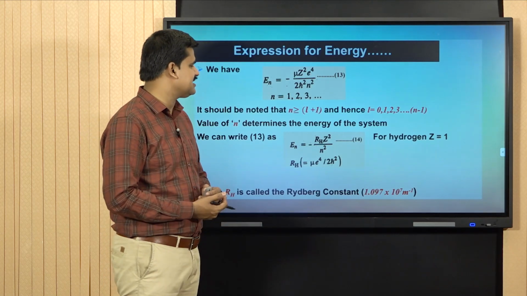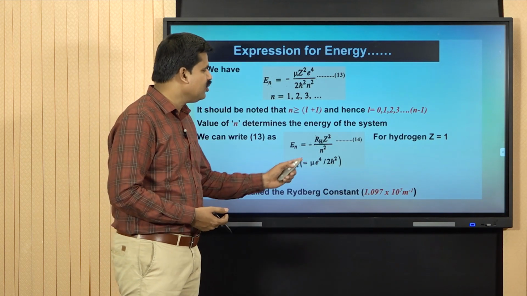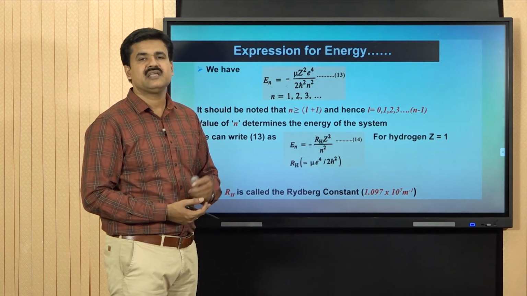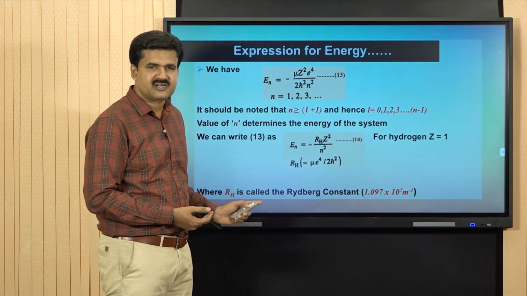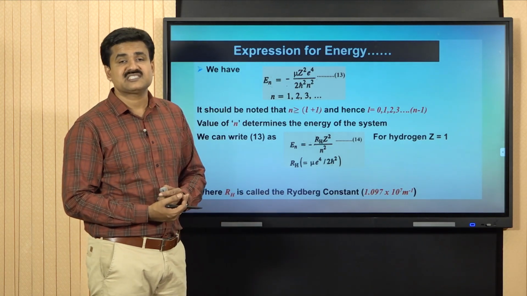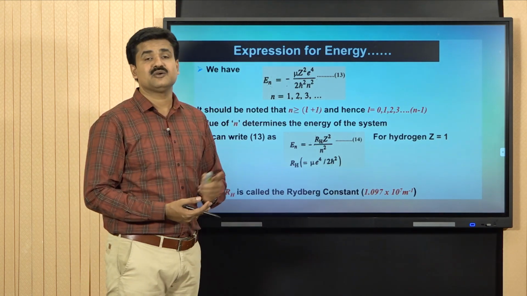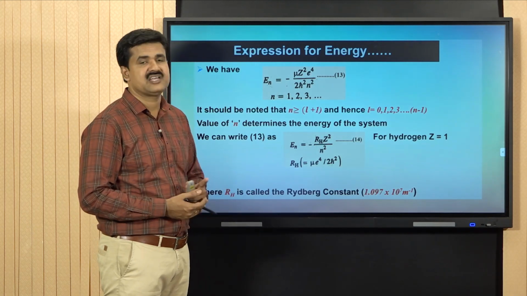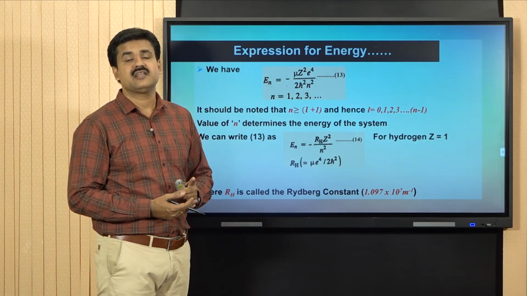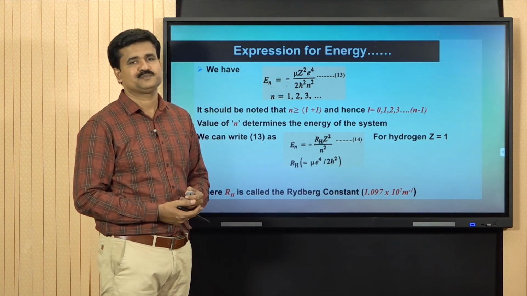And this constant R_H is theoretically equal to mu e raised to 4 divided by 2 s cross square. This constant is later known as the Rydberg constant for hydrogen. That is, the value of the Rydberg constant is 1.097 × 10 raised to 7 meter inverse. We can put it in centimeter inverse also.